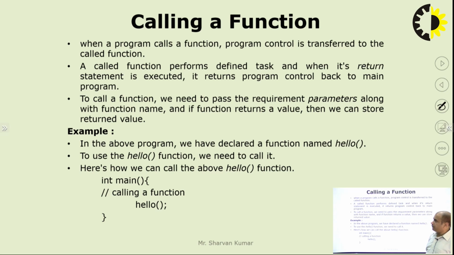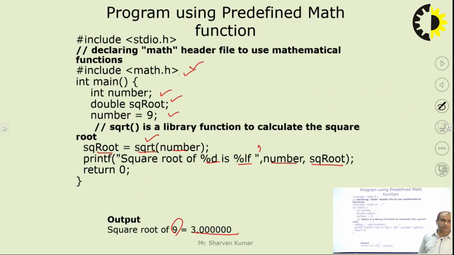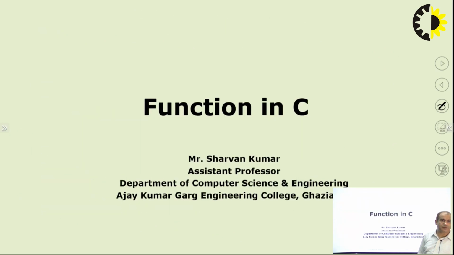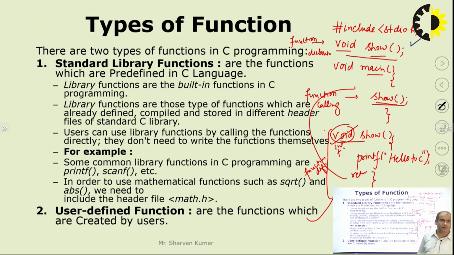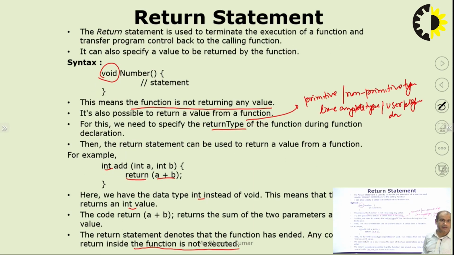Next is the calling of a function. Here we see in this program, this one is the function calling. Here also we see this is of integer type, so function calling is of integer type. This termination of this function with name is known as function calling.